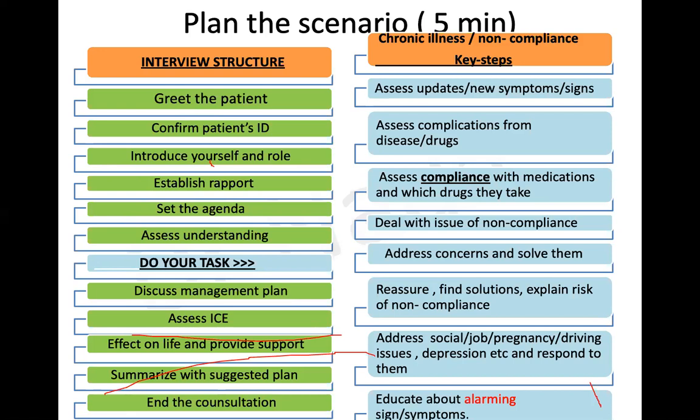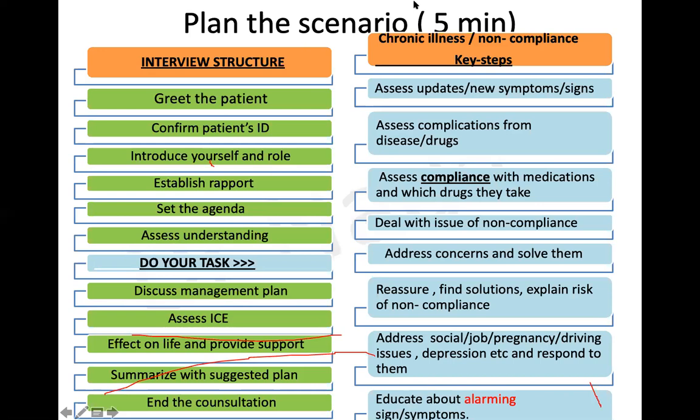Then you set the agenda. Setting the agenda means that you explain to the patient why you are here today, the reason for this meeting, okay? So you don't ask the patient, do you know why we are here today? It should come from you, okay? Tell the patient, well, Mr. X, we are here today to discuss the results of your investigations. Is that okay with you? Okay.